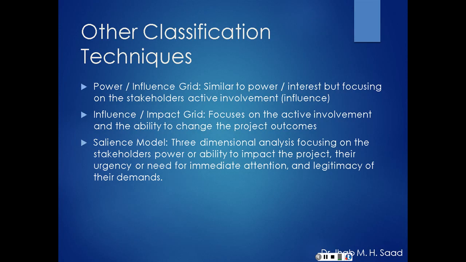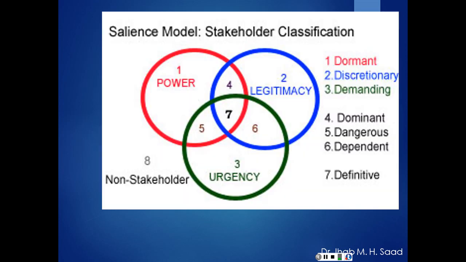Other classification techniques include something very similar to the power interest chart called the power influence grid. Another one is the influence impact grid, another derivation of that grid as well. And the last one is called the salience model, which is a little bit more detailed, a 3-dimensional analysis focusing on the stakeholders' power or ability to impact the project. That's one dimension. Their urgency or need for immediate attention is the 2nd dimension. And finally, the legitimacy of their demands is the 3rd dimension.